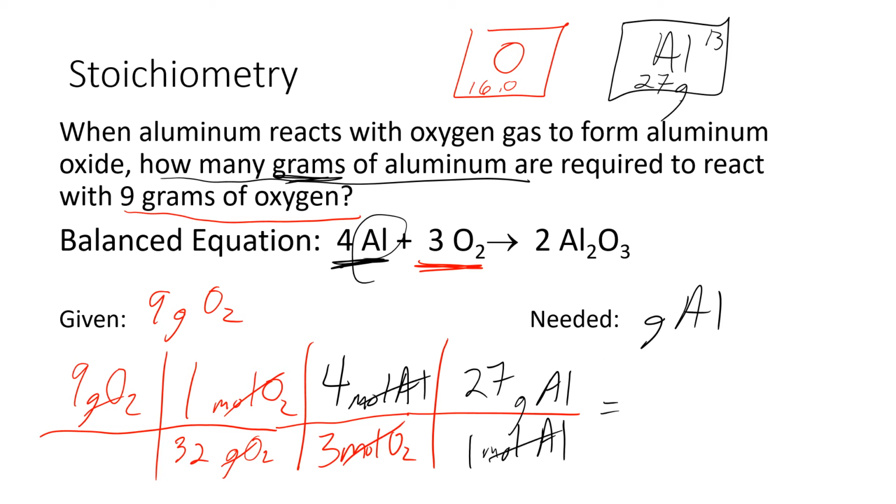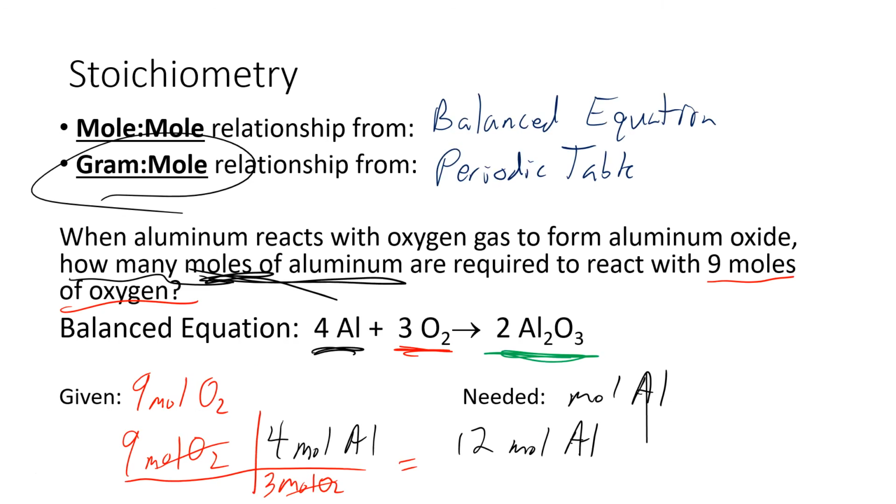So 9 times 4 times 27 is 972. And then 32 times 3 is 96. And when you divide those, 972 divided by 96 should give you 10.1 grams of aluminum.